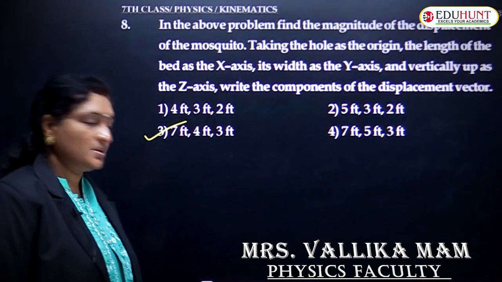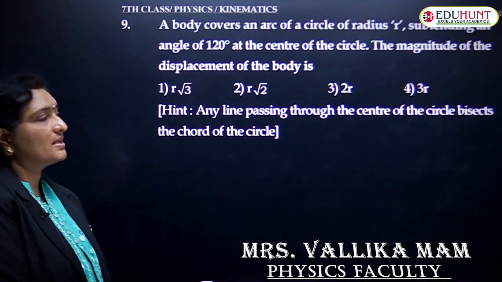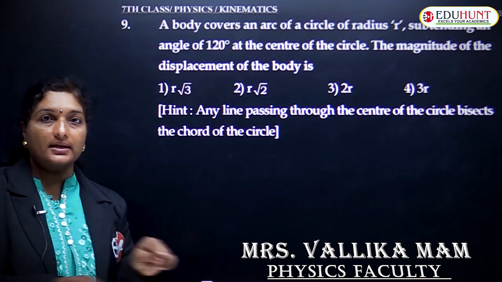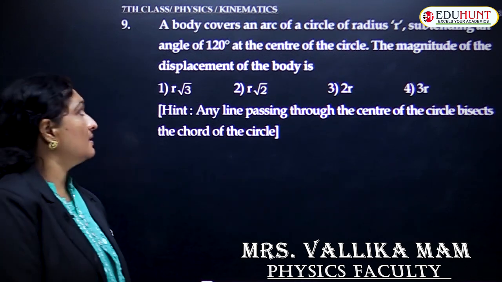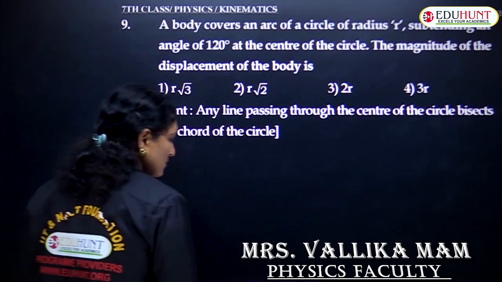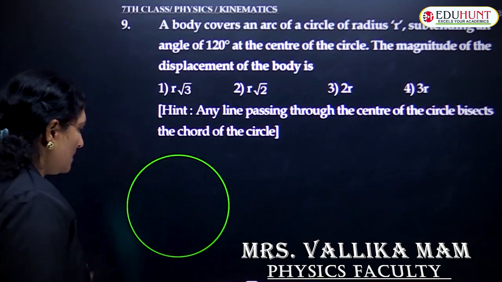So moving to the next question, children. A body covers an arc of a circle of radius r subtending an angle of 120 degrees. The arc angle was given to be 120 degrees at the center of the circle. The magnitude of the displacement of the body is... So first of all, to understand this in a proper way, let us try to consider the circle.